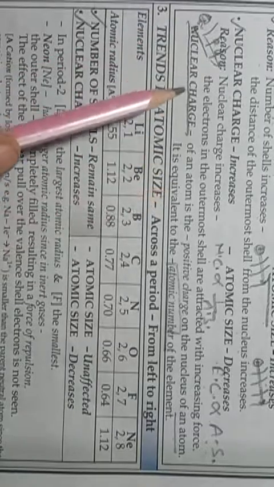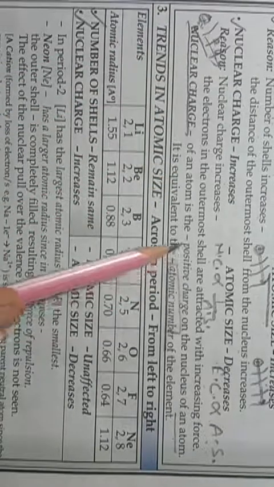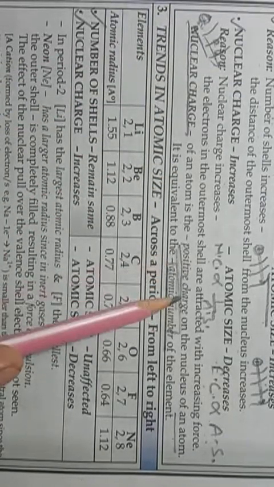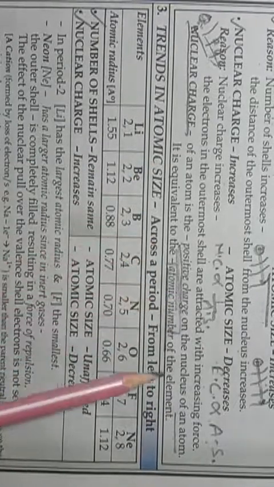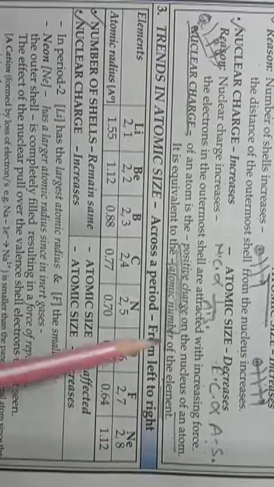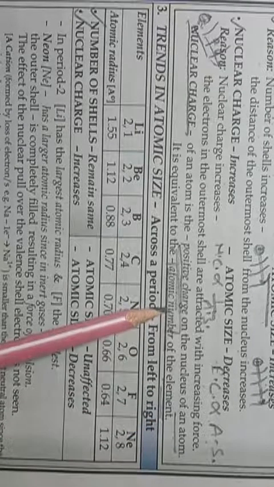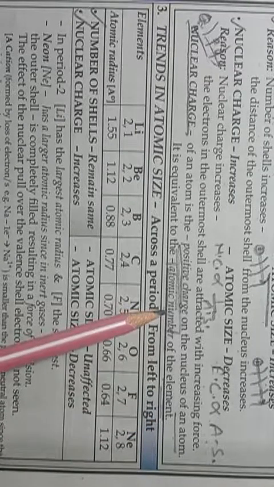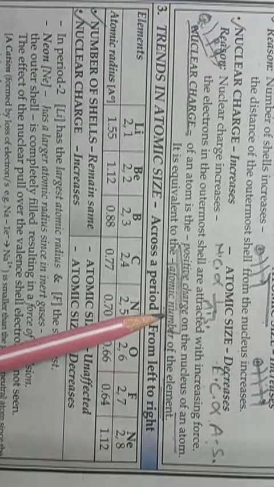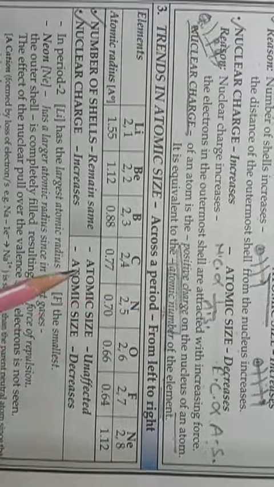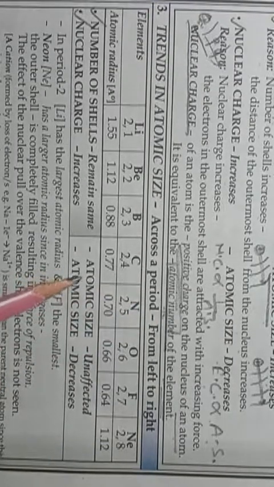Okay, so nuclear charge of an atom is the positive charge or total charge of protons. Okay, it is equivalent to the atomic number of the element, atomic number Z. Okay, because Z equals atomic number, and atomic number of an atom equals the number of protons present in the nucleus.